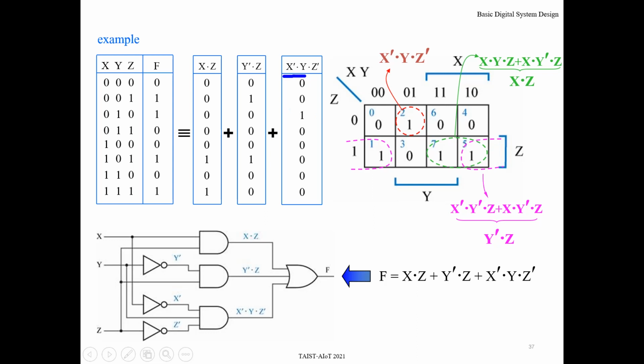For x prime y z prime, we want only one case, when x y z is 0, 1, 0, it is 1. So when you add or sum them together, the result will be 1 when one of these product terms is 1, right? 1 add anything is 1. If the input does not make any product term become 1, namely 0, then when you add together, the result is 0.